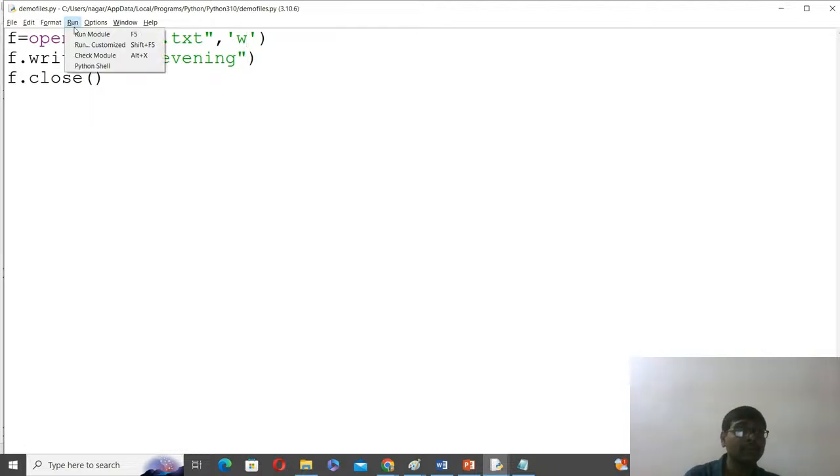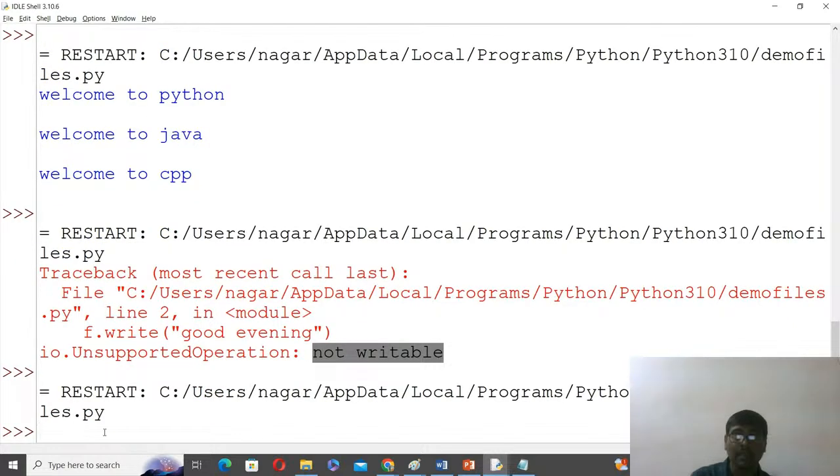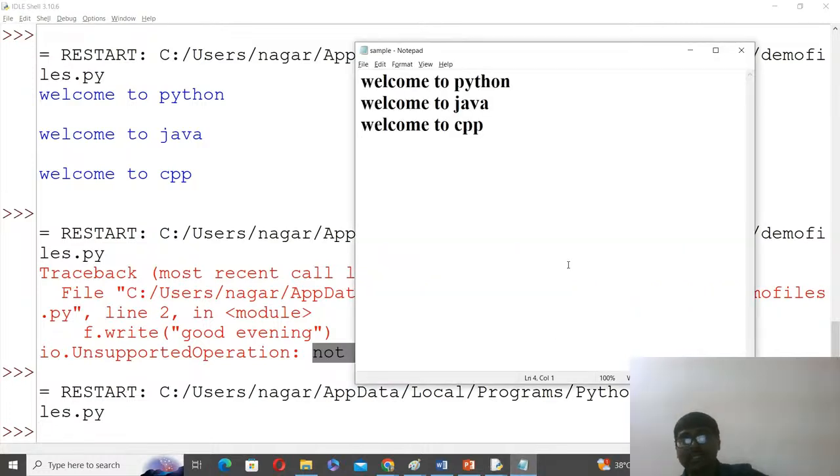Run. Run module. So okay. Here, when reading, I am getting the output by using the print statement. Writing, in the sense of writing the information, is not displayed. Well, how do you check? Go to your file and check. Okay. This is why I am showing this one. By the write operation, this entire thing is overridden with good evening. But again these 3 statements are available.